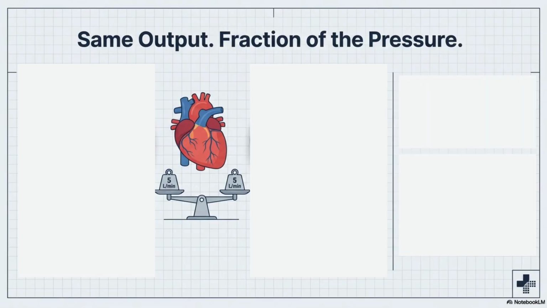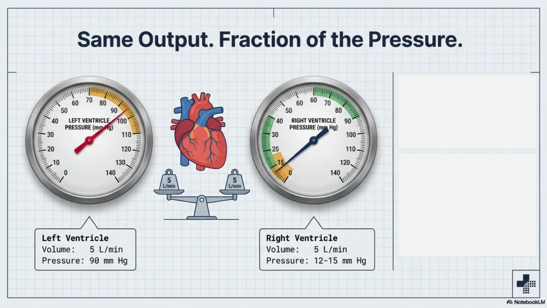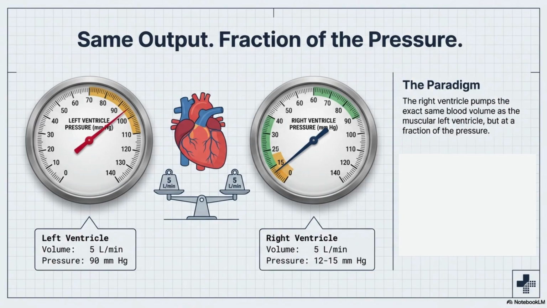We begin by looking at the cardiovascular system, which produces the same output but at a fraction of the pressure. Let's look at the left ventricle. It pumps a volume of 5 liters per minute at a high pressure of 90 millimeters of mercury. Now compare that to the right ventricle. It also pumps a volume of 5 liters per minute but at a pressure of only 12 to 15 millimeters of mercury. This brings us to the paradigm.